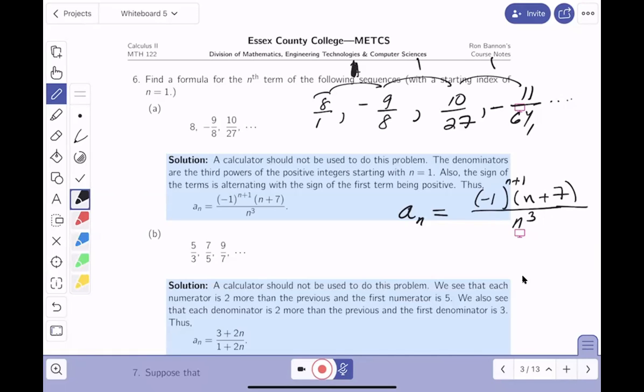All right. Before committing to this answer, I would suggest checking that it works for the first 3 terms. If I put n equal to 1 down there, what do I get? I would get 8 on top and 1 on bottom. If n is 2, I would get negative 9 on top, 8 on bottom. If n is 3, I would get 10 on top, 27 on bottom. So I'm going to commit to this. Look at the key to make sure you got that.